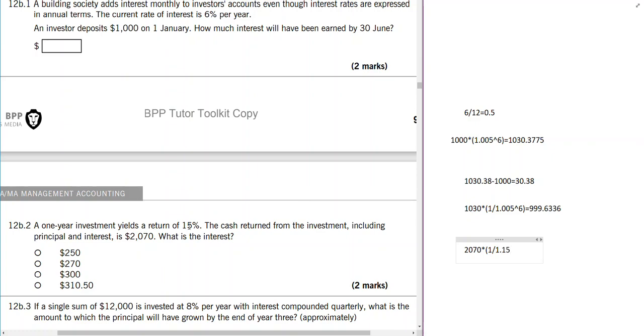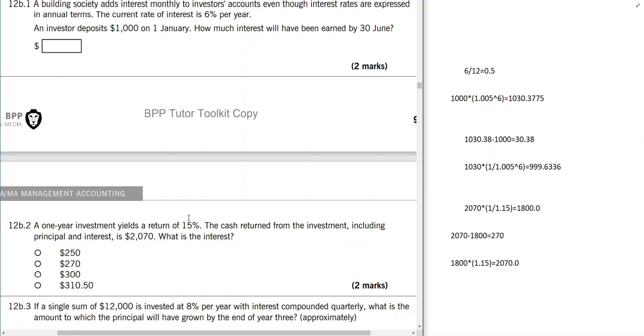divided by 1.15. It is a 1-year investment, so we don't need a power. So 1,800 is the original amount. If 1,800 is the original amount, then it means we have invested 1,800 and 270 is interest. If you take 1,800 and multiply by 1.15, it will give you that amount. So the interest is 270.